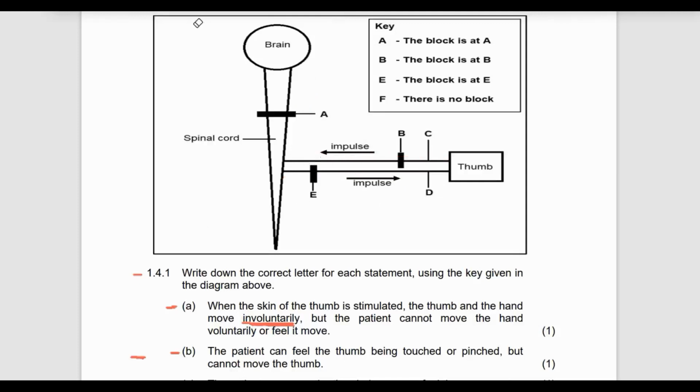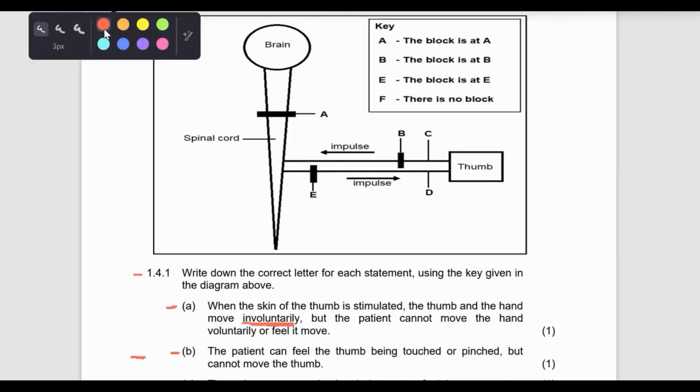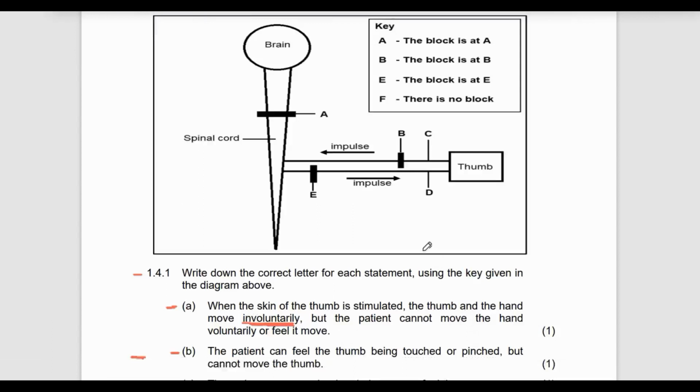So now the patient can feel the thumb being pinched or touched. Okay, yes, they can feel it. When you feel it, it means that you have a sense in your brain that there's something going on, meaning that the impulses were sent to the central nervous system, more especially to the brain. The brain integrated the information and told you that your thumb is being touched.